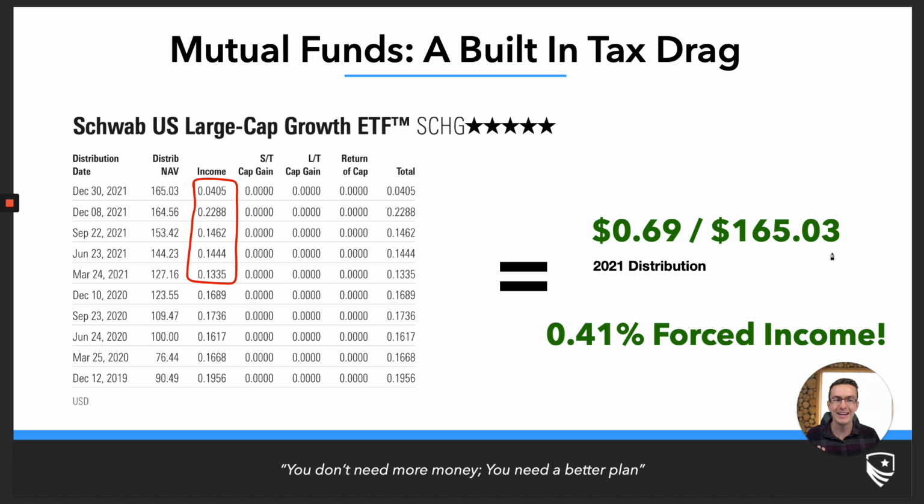We're going to use the ending share price at the end of the year of $165.03. And so when we translate and approximate the entire distribution for the year, percentage distribution, we look at 0.41% forced income. And so with ETFs, it's not as if they're perfectly tax efficient. There are very few investments that you could put within your taxable account that will be perfectly tax efficient. But we can make steps towards being more tax efficient.